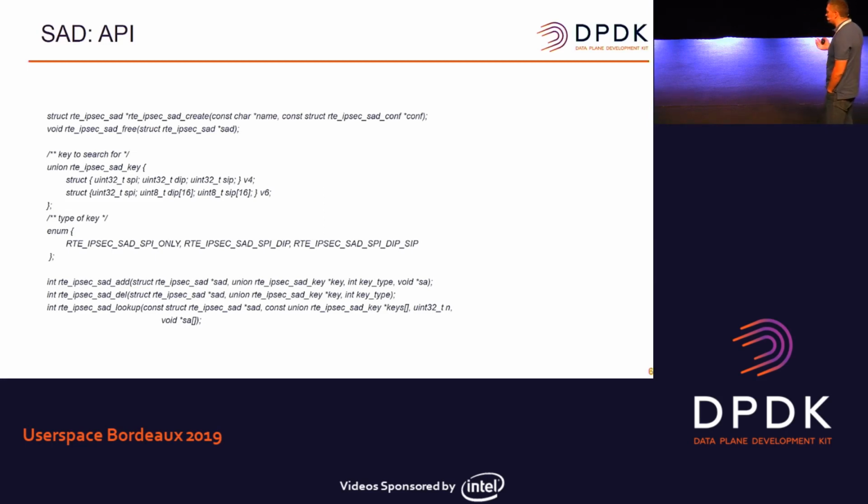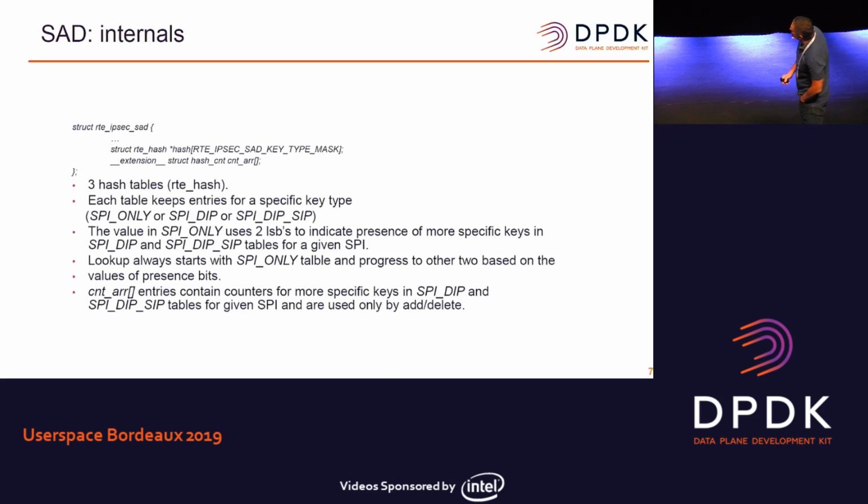envision that the majority of your keys would be SPI only. So you can say, I want 1 million keys for SPI only, and I want only, let's say, an additional 100,000 keys for SPI plus destination IP address, and another, let's say, just 10K for SPI plus destination plus source IP address. So add and delete and lookup. Lookup is obviously a bulk one to make things faster. Yeah, that's it. Let's go to internals.